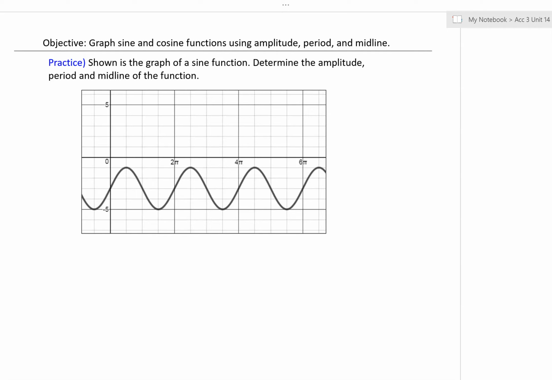All right, here is a practice problem. Pause the video, give this one a try to find amplitude, period, and midline. All right, let's take a look.